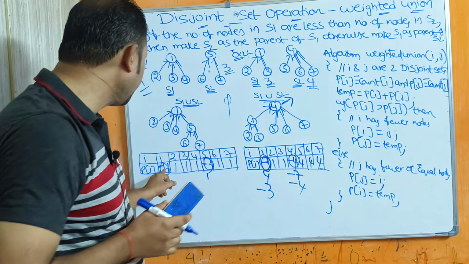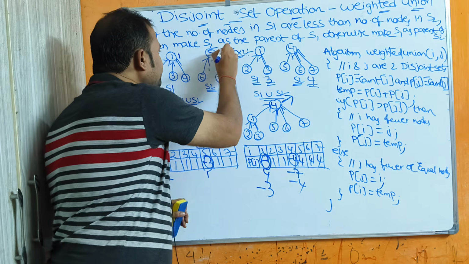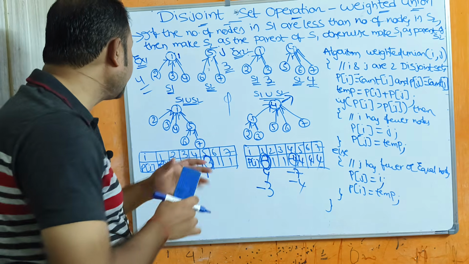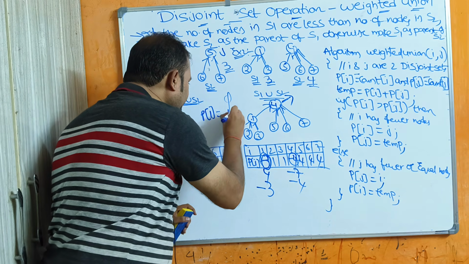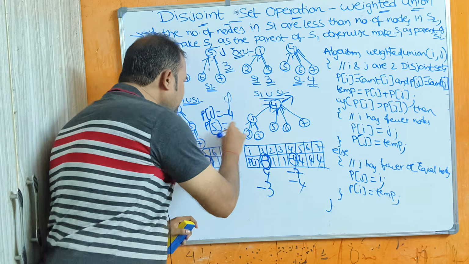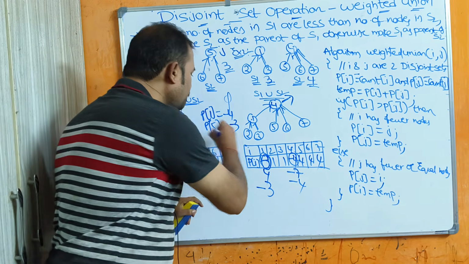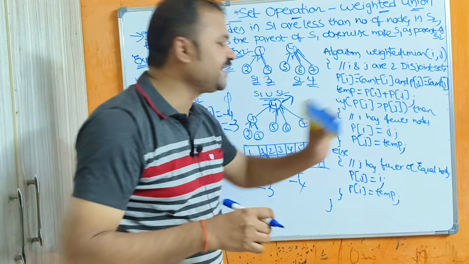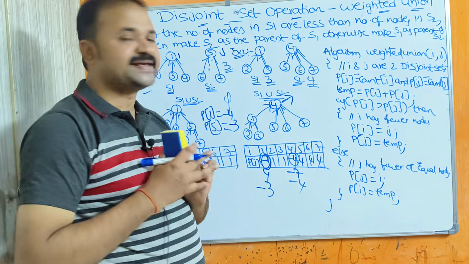If you take this example, I means 1, j means 5. So temp equal to P of 1. What is P of 1? P of 1 means minus 4. Next P of j, where j means this node 5. Initially P of 5 value is minus 3. So minus 4 plus minus 3 is nothing but minus 7. So now temp will contain minus 7. In this example also, temp will contain minus 7.